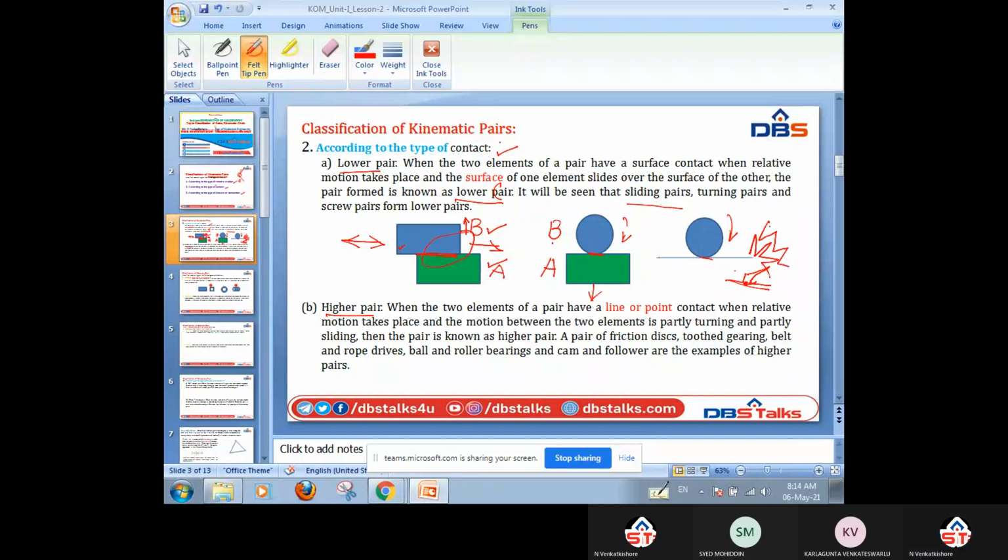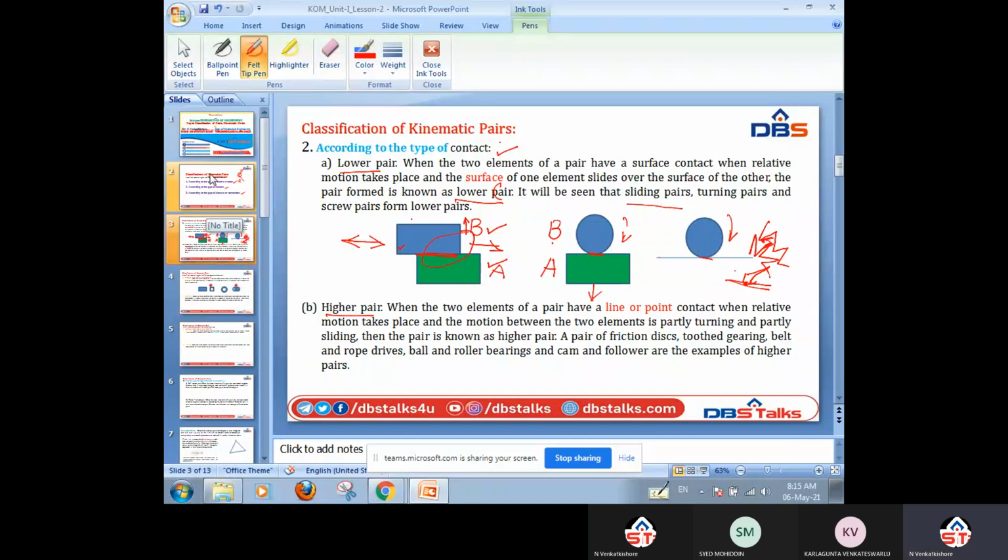Whenever the two gears are in contact, the tip or the side of the gear tooth will be in contact with the other gear by a point contact only. So the point contact or line contact we will call a higher pair, and the entire surface contact we will call a lower pair.